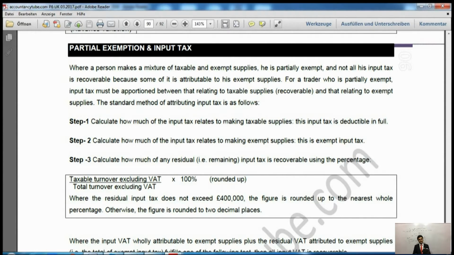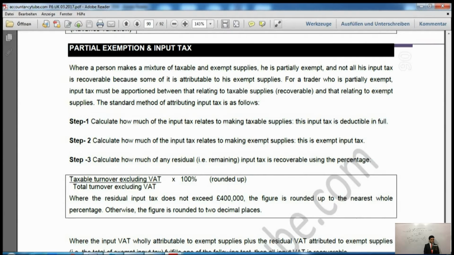Now when he's making taxable supplies and exempt supplies, mixed supplies, then all of his input VAT won't be recoverable because he's making exempt supplies as well. For a trader who is partially exempt, input tax must be apportioned between that relating to taxable supplies, which is recoverable, and that relating to exempt supplies, which is not recoverable.